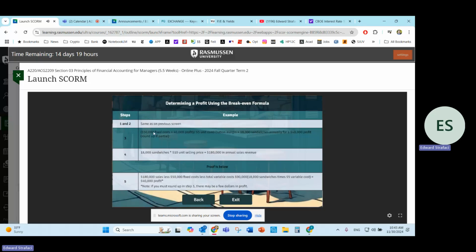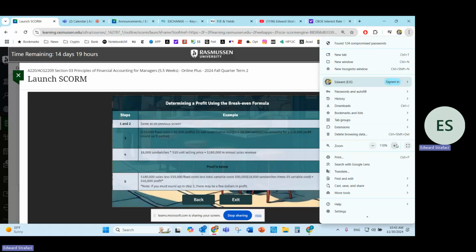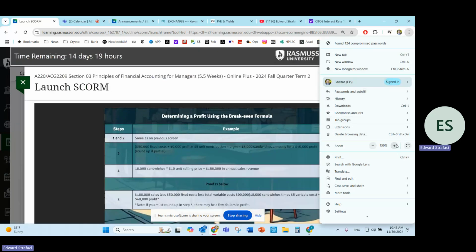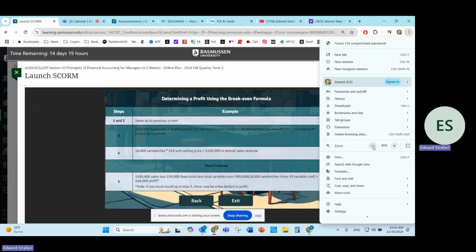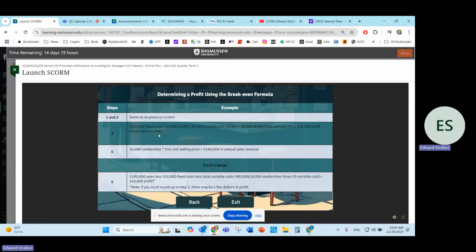So you have 50,000 of fixed cost, right? Let me see if I can make this bigger so we can both see it. Not really. Okay, you can't. So you have 50,000 in fixed costs, plus your 40,000 in profit, because that's the profit that they wanted to get. Divided by the $5 contribution margin means you have to sell 18,000 sandwiches annually to get a $40,000 profit.